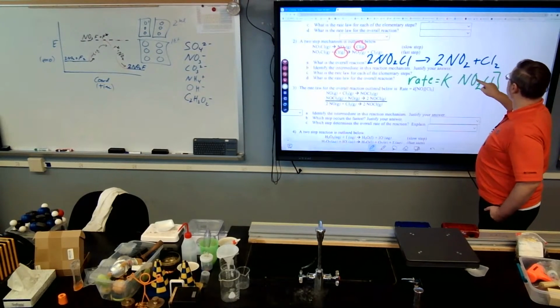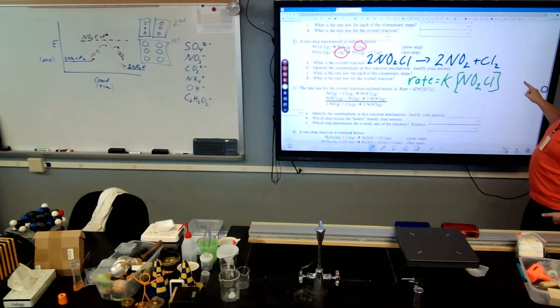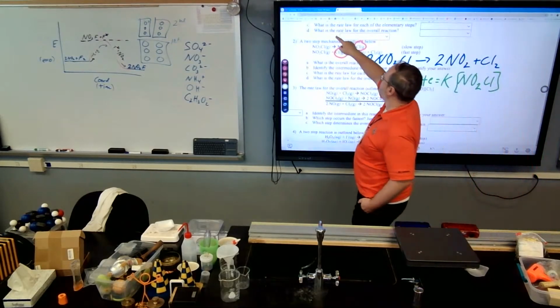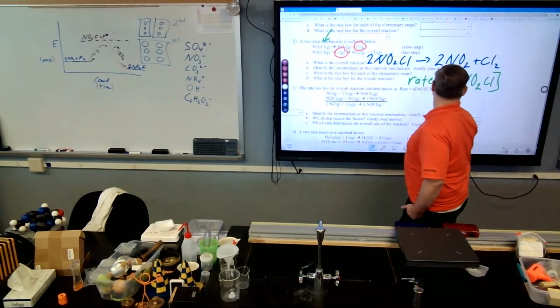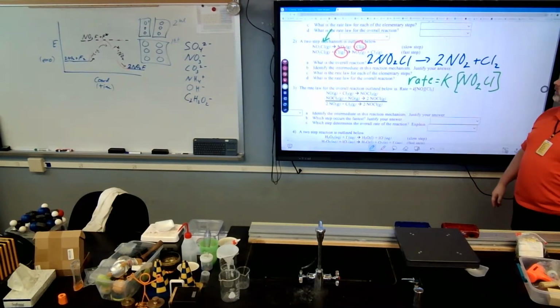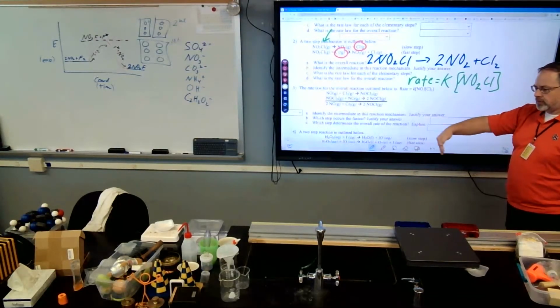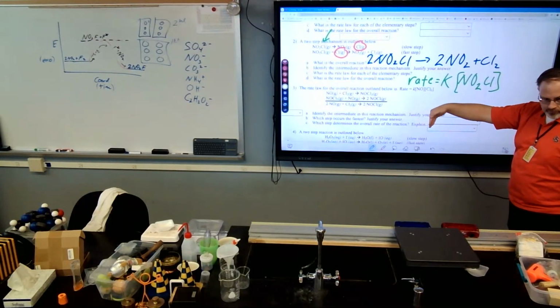NO2Cl. What order would you like it to be? First order. And the other thing you're gonna add? How do you know? Is anything else added? Nope. There's only one thing. There's only one reactant in the slow step, just that. So that's it. First order with respect to NO2Cl, first order overall. And that's the lingo you should use. First order with respect to this, first order overall.